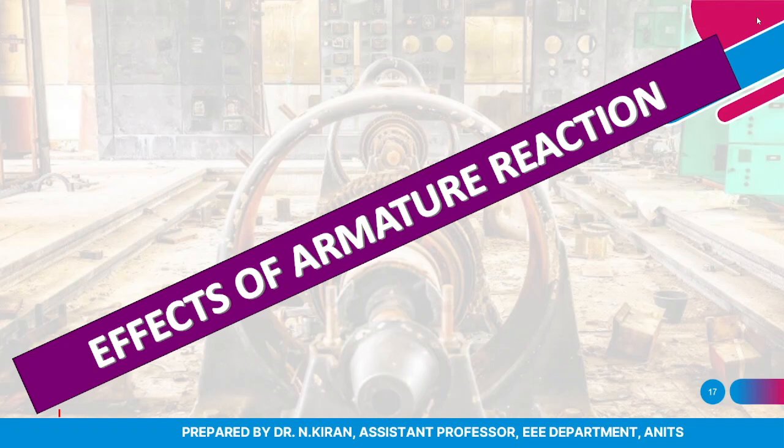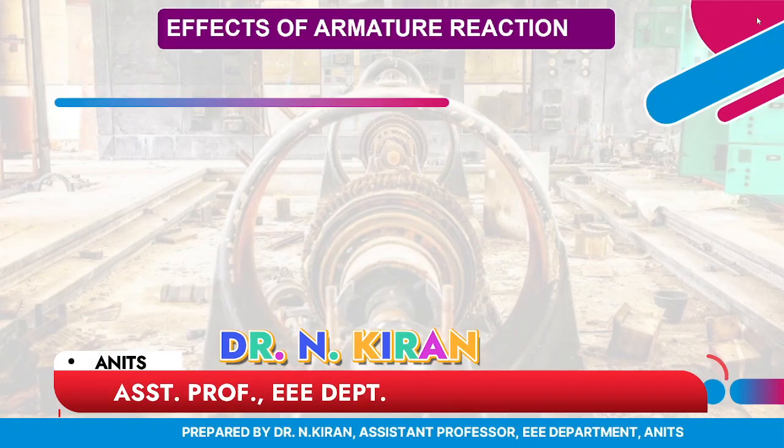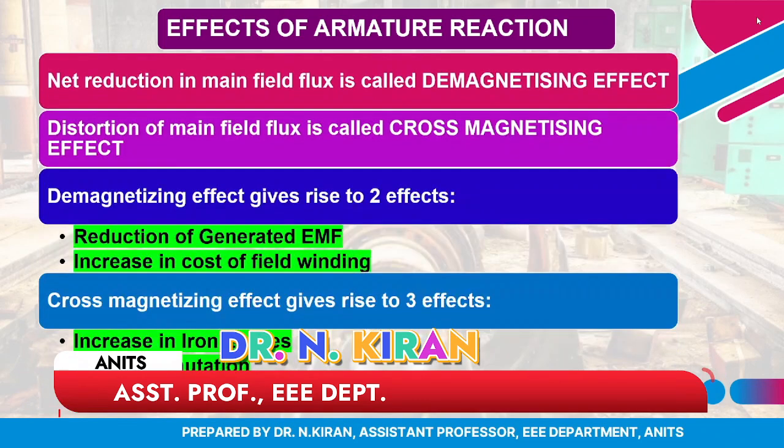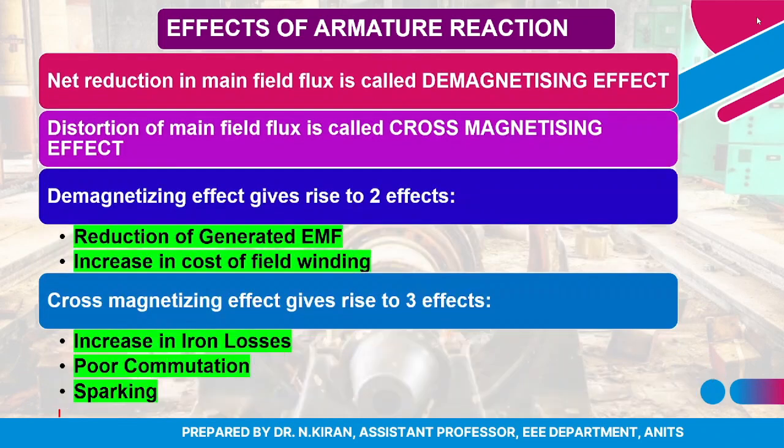Coming to the main effects of armature reaction, we have two main effects. The first one is the net reduction in main flux, which we call the demagnetizing effect, and the second one, the main field flux gets distorted, which we call the cross magnetizing effect. Due to the demagnetizing effect, we further have two effects: reduction in generated EMF and increase in the cost of field winding.